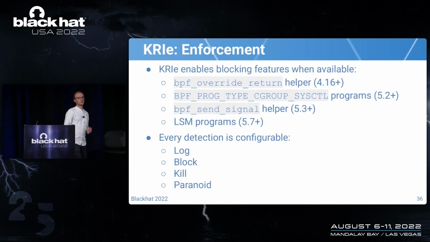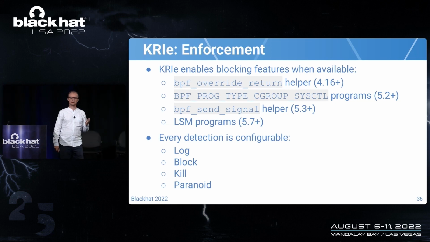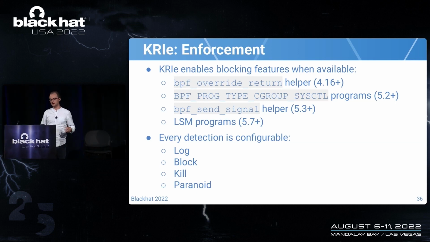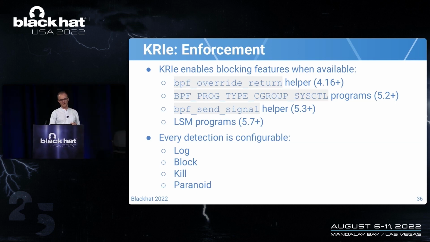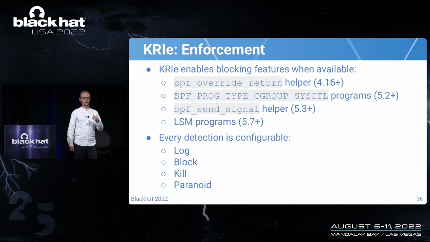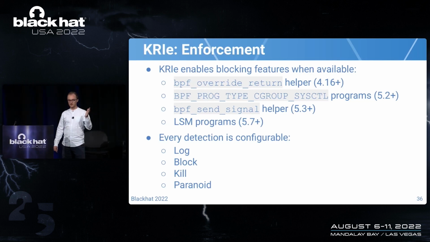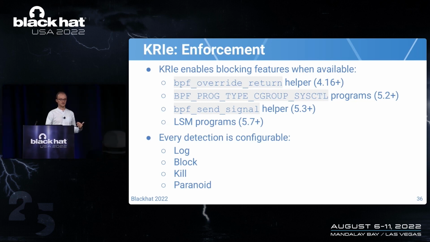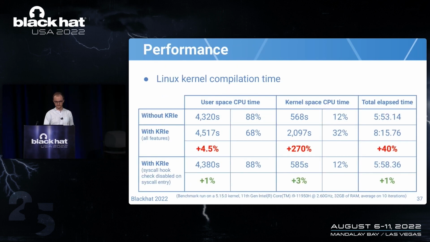I also talked briefly about enforcements. CRY will try to enable the blocking features whenever they are available, so it's either program types or eBPF helpers. Every detection we've talked about today is configurable to either log, block, kill, or paranoid. Log, block, and kill are pretty much self-explanatory. Paranoid means that whenever a detection triggers, all the processes are going to get killed, again, only if the right helper is available on your kernel.